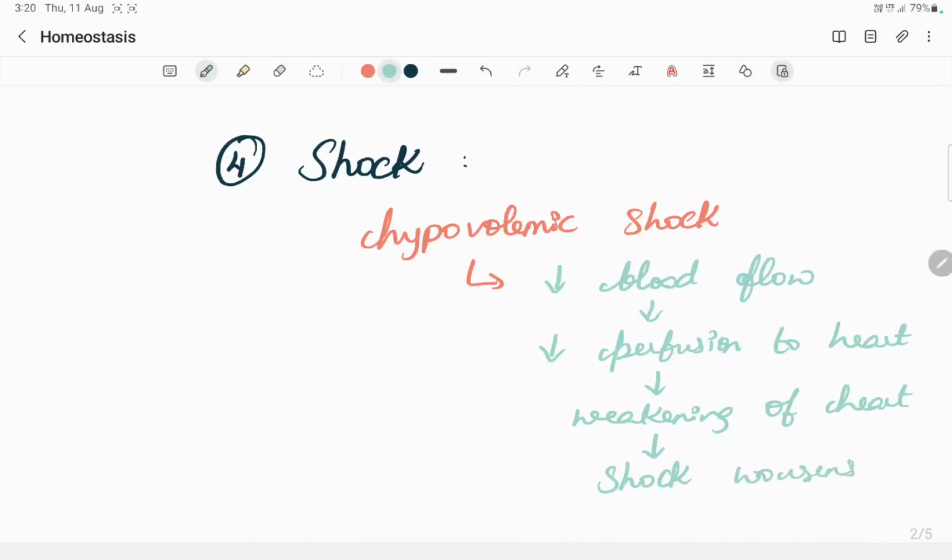So the difference between the previous examples and this one is that all the others were an increase in stimulus, which led to an increase in the response. Here there is a decrease in stimulus, which leads to a decrease in the response. So in hypovolemic shock, again there's a stimulus, but then there's decreased blood flow that led to a decreased perfusion to the heart, which led to worsening of the shock.